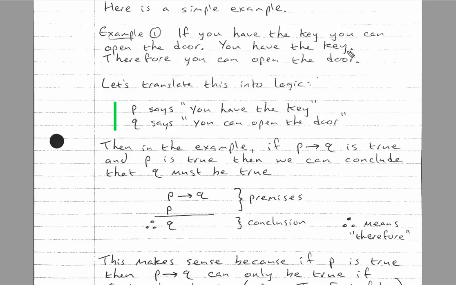The first sentence here is this implication, so we're assuming that that's true. The second is that you have the key, that P is true. Those are called the premises of the argument. And then our conclusion: if these premises are true, therefore Q must be true.